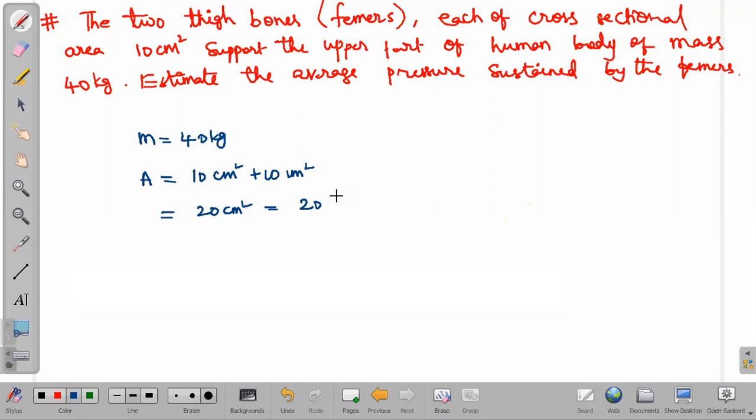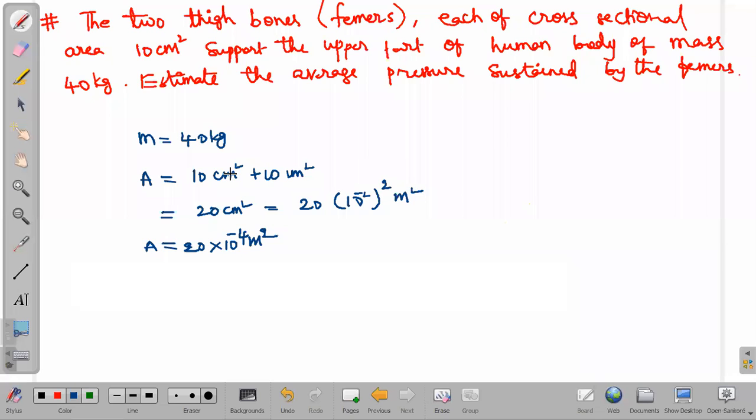20 centimeters square is there, but here mass is in kg, so we have to convert area into meter units. 20 into, each centimeter is what? 10 to the power of minus 2 meters. So minus 2 whole square, this is in meter square. Now what we got? 20 into 10 to the power of minus 4 meter square we will be having. Okay, so this is the area.